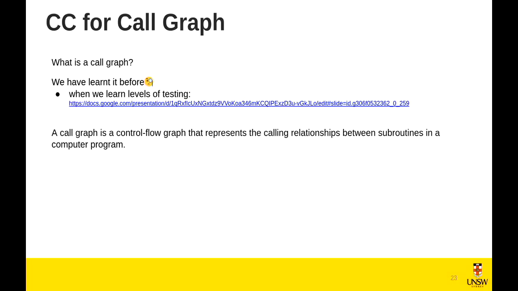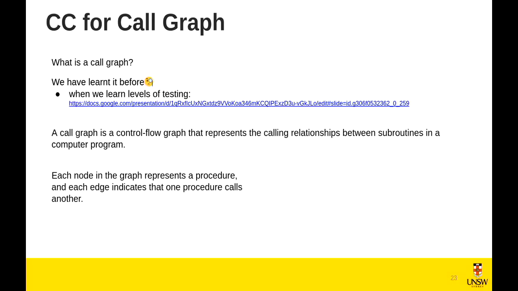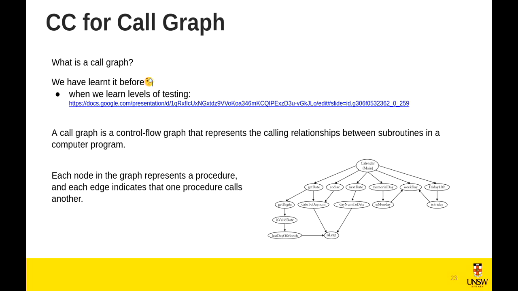So the terms used here are quite accurate. It's not just functions but subroutines, because in some programs we may use different methods to invoke another subroutine. Each node in the graph is considered a procedure, and each edge indicates that one procedure invokes or calls another one. So it is called a call graph. And since it is a graph, we can use cyclomatic complexity to calculate the complexity here.